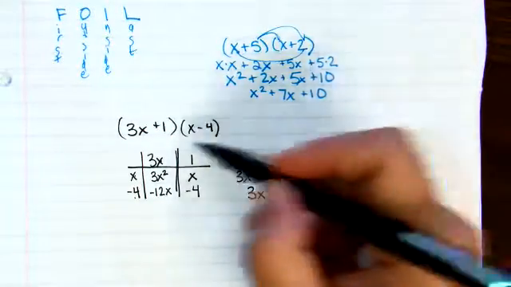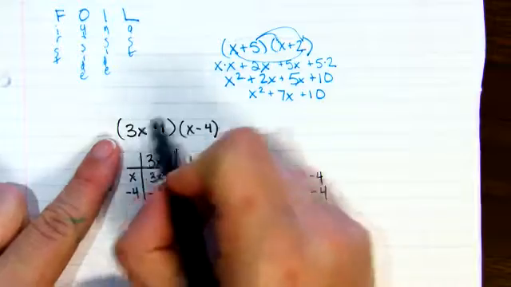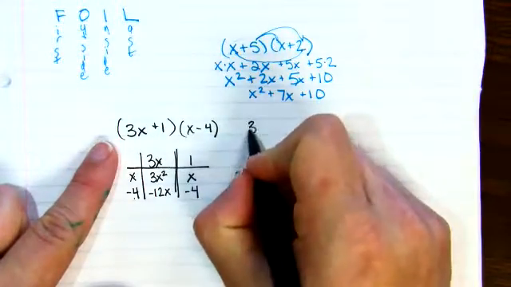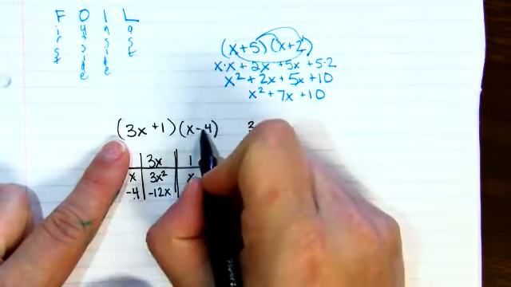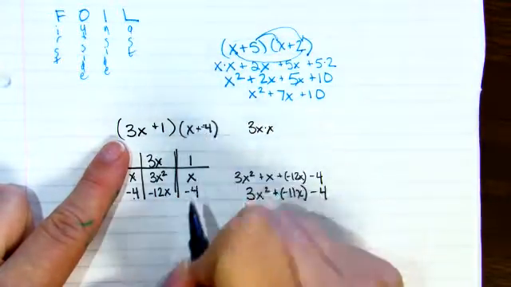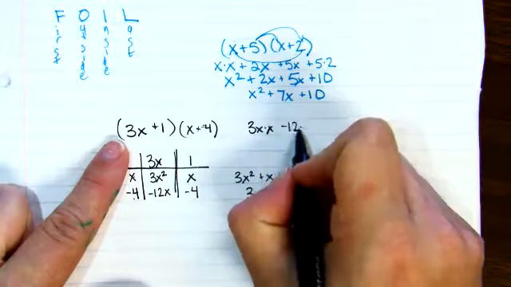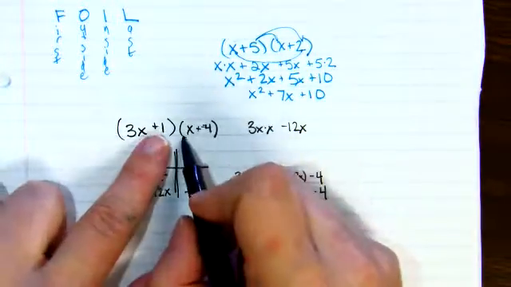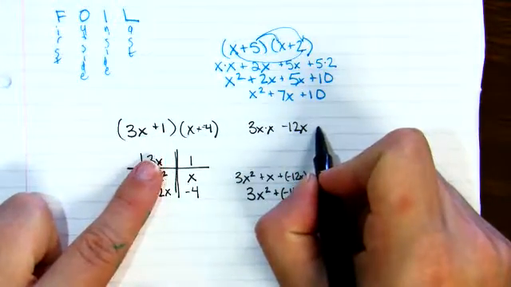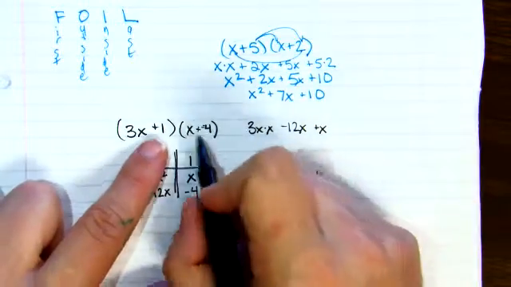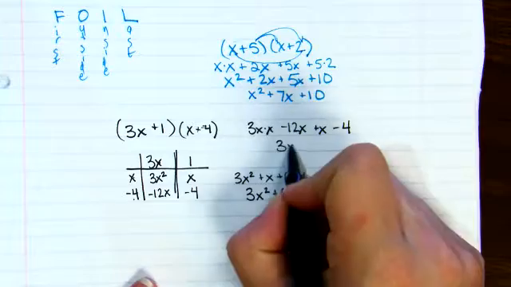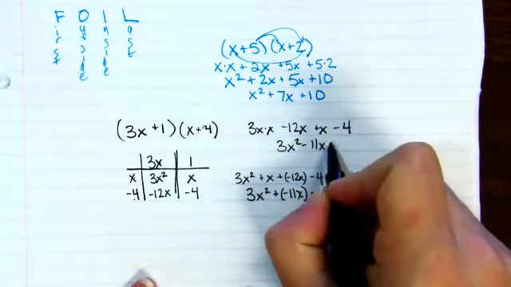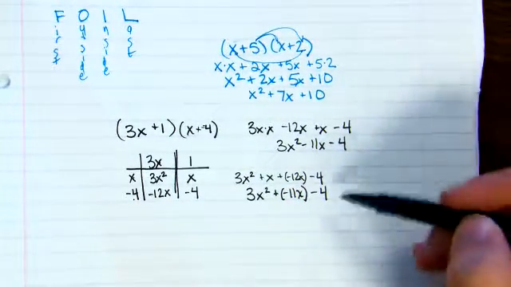And again, you would have gotten that exact same answer if you had FOILed. First would be 3x times x. Outside would be 3x, and that's a negative 4, right? Adding a negative 4. So negative 12x. Inside would be 1 times x, which is x. And last would be 1 times negative 4. Combining this would be 3x squared minus 11x minus 4. We get the same thing.